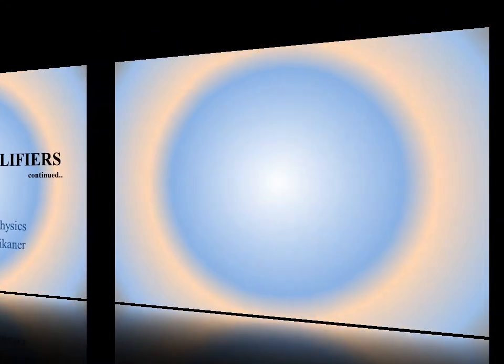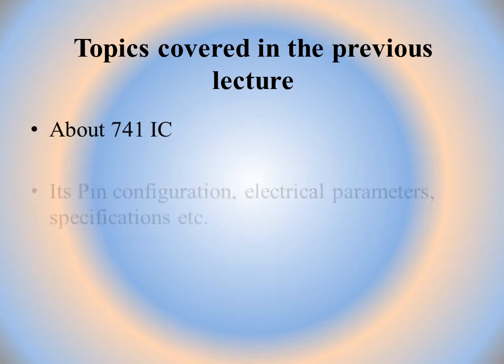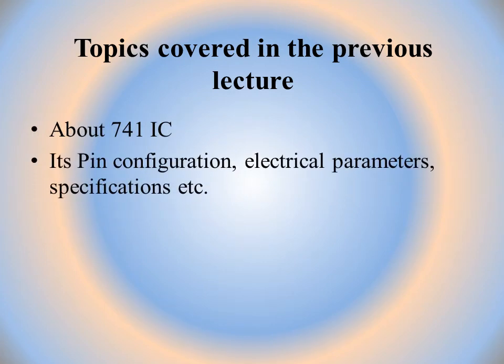We are continuing with operational amplifier. In the previous lecture we discussed in detail the 741 IC op-amp, its pin configuration, its electrical parameters, and main specifications. In this lecture, we'll see how to use an IC op-amp. But before using an IC op-amp, we will discuss what is meant by an ideal op-amp and what the equivalent circuit of an op-amp indicates.